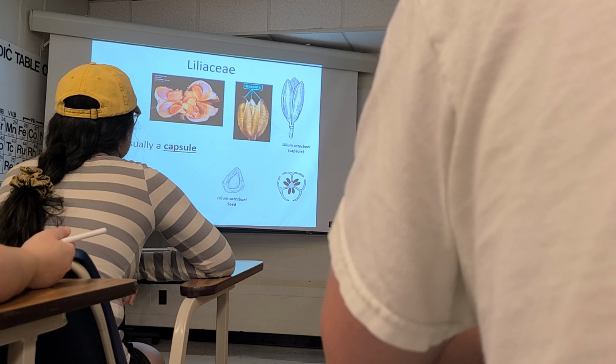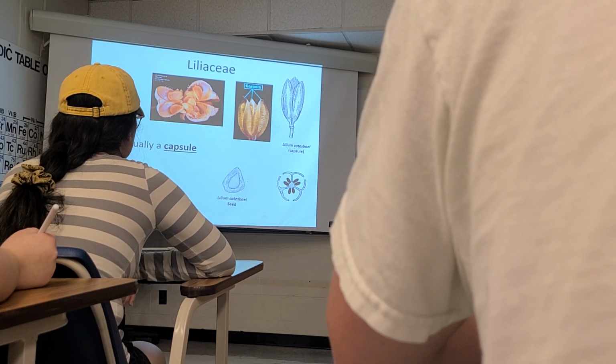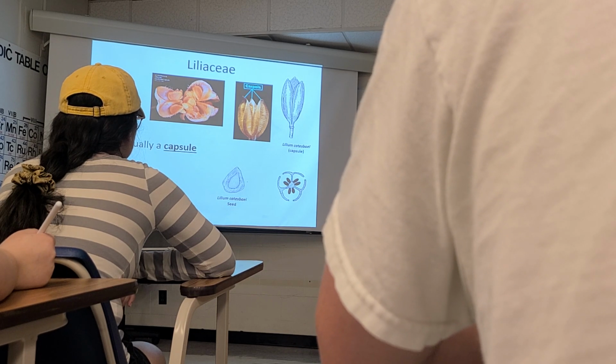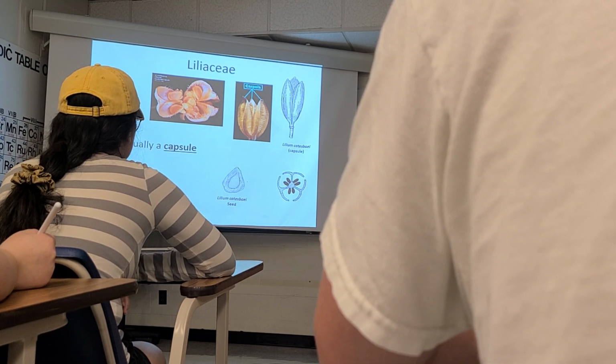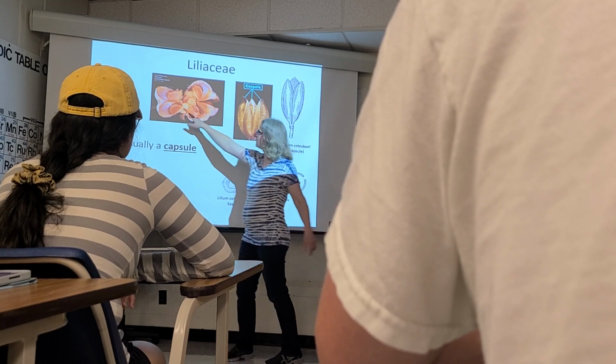Okay, now the fruit is usually a capsule of some sort. And the seeds are typically flat. Sometimes they have almost a papery feel to them, almost a tissue paper type feel. They're very, very skinny, very flat. This is what they look like right here.